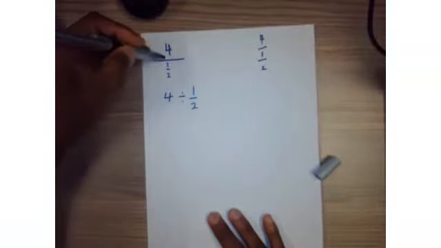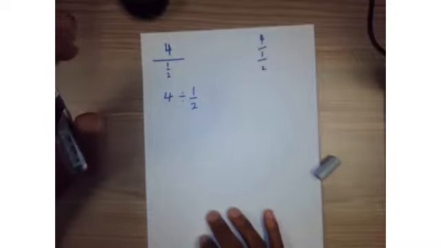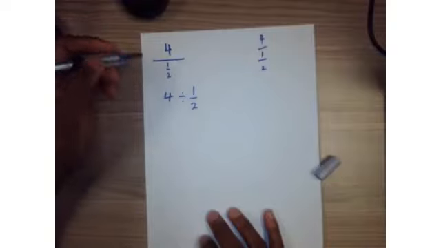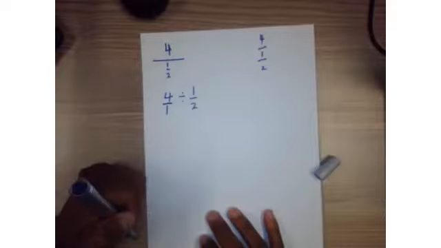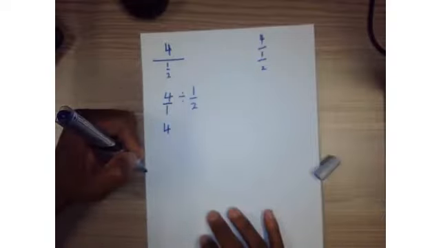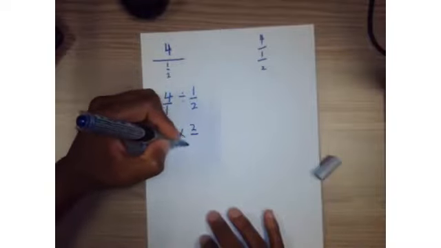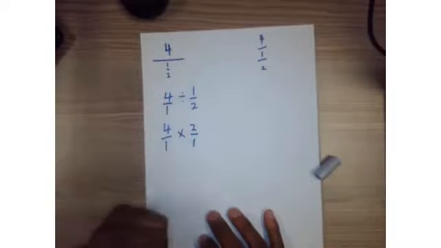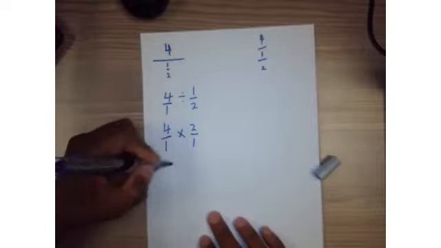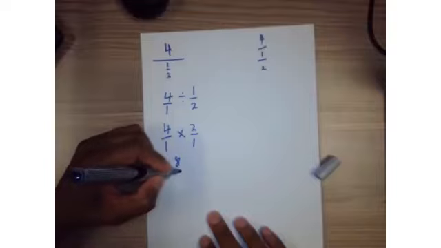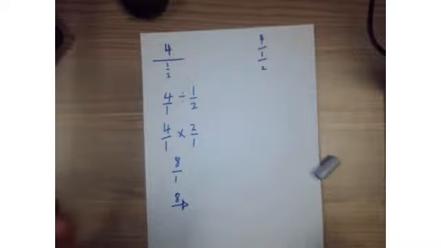There's a long division line, right? So it's 4. Any number is divisible by 1, which makes that number itself. So it's 4 divided by 1, right? And then you will have 4 divided by 1 multiplied by the reciprocal, 2 over 1. So it's 4 times 2, multiply straight through, which is 8. 8 over 1, which is 8, right? So we'll leave it at that.